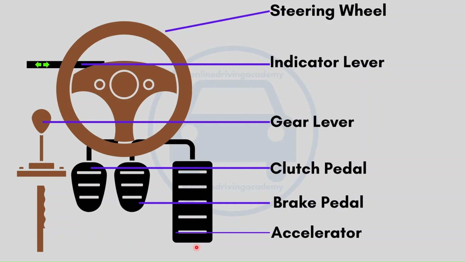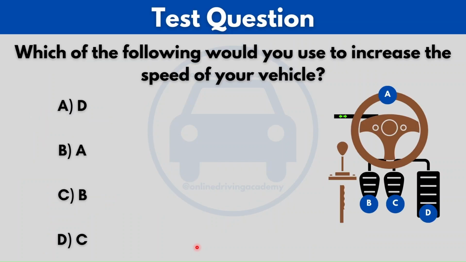We are now looking at your accelerator, right? Your accelerator is obviously used to increase the speed of your vehicle, and it will be the pedal all the way to the right. So this question is asking, which of the following would you use to increase the speed of your vehicle? So let us look at the 3 pedals that we are given.